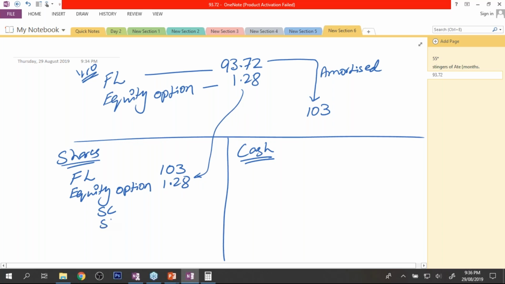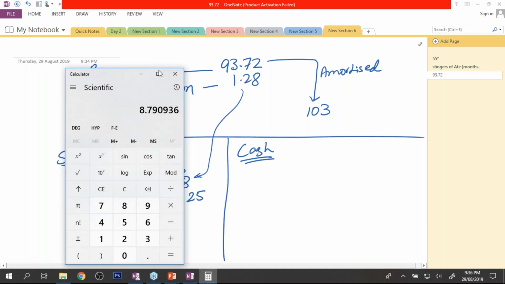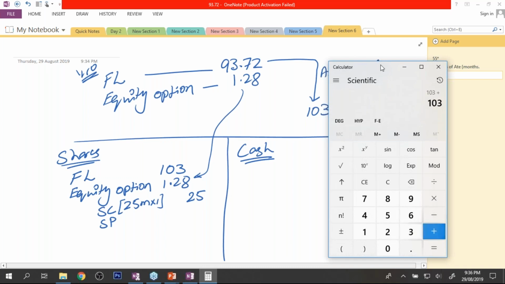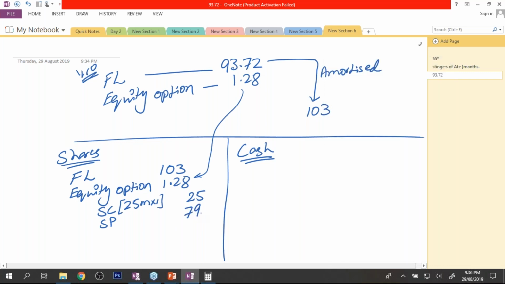And we are going to credit the share capital and the share premium. The question mentioned that we will be giving 25 million shares. So the share capital will be credited by 25 and share premium will be the balancing figure. Balancing figure means 103 plus 1.28 minus 25, which is going to be 79.28. So this is how we make the entry if the loan note holder asks us for the shares.